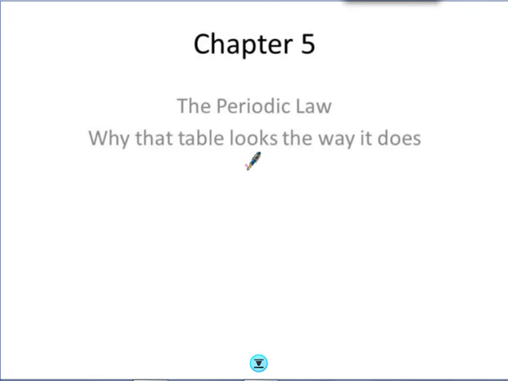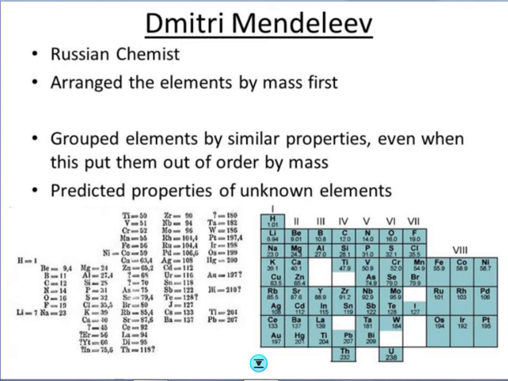Chapter 5 here is all about the periodic table. We're coming to the periodic law, which explains why the table looks the way it does. A little bit of history, just so you know the name.